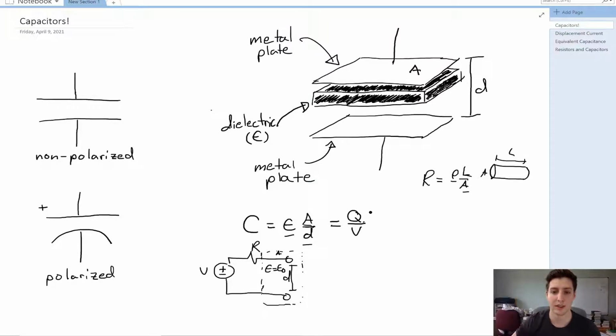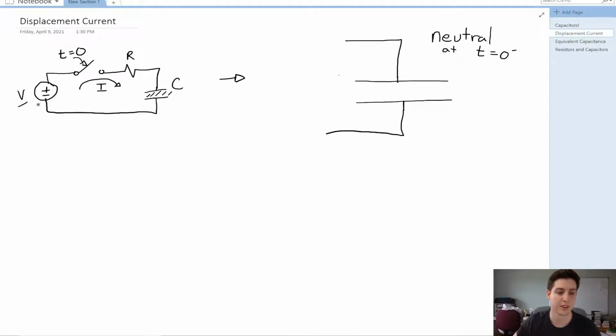Okay, now we can talk about capacitors and displacement current. So let's consider the following circuit where we have a voltage source that goes to a switch. That switch goes to the resistor, and the resistor goes to the capacitor. The switch will close at time equals 0. This is easy enough to set up an experiment, so we can do that.